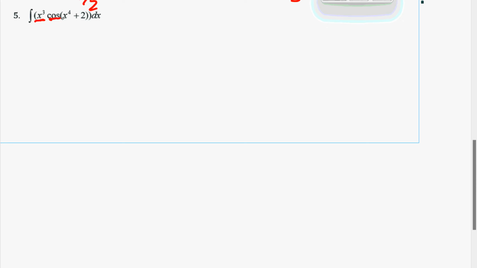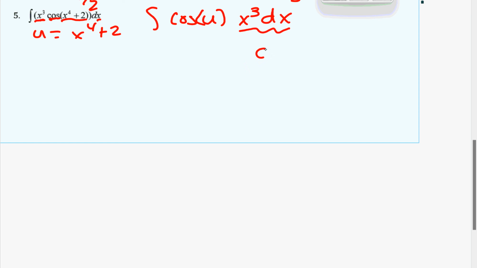the function of cosine of something. So again, usually if it's taking the trig function of something other than just the variable, then we usually let u equal what we're taking the trig function of. Okay, so substitute that in. We got cosine of u, which I know the integral to, times x cubed dx. So that means I need du to equal x cubed dx, right?